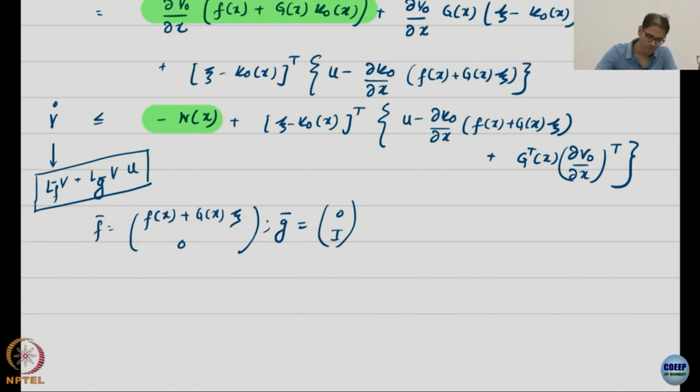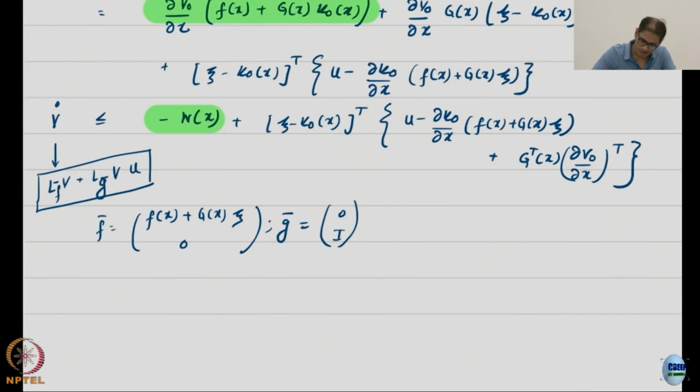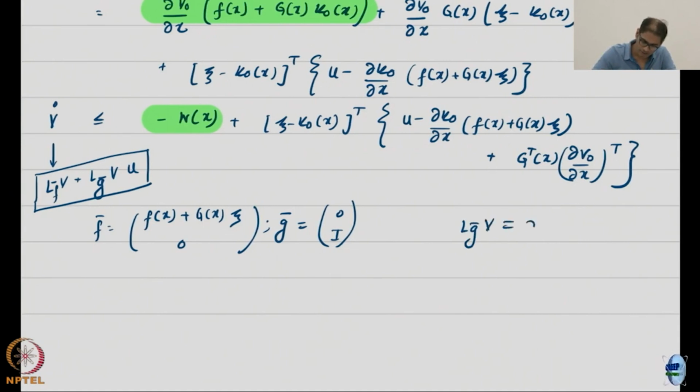Not G bar and F bar. Can you say that again carefully? Nothing to do with G and F, G bar and F bar, or G and F at all. In the sense there is something more. LG bar V equal to 0 means LF bar V is less than 0. Yes, not just G bar and F bar, they have no role as such. So this is what I need to claim.